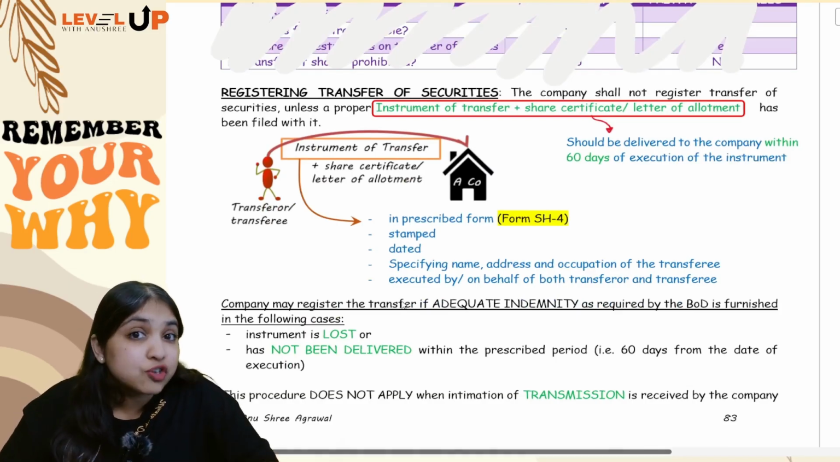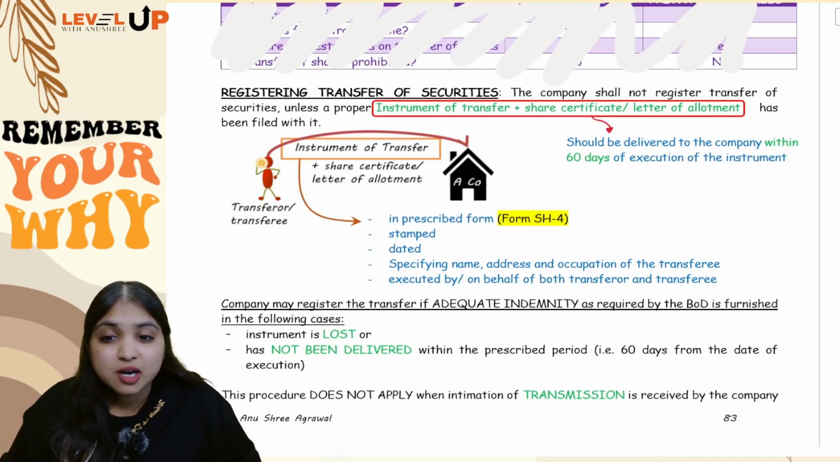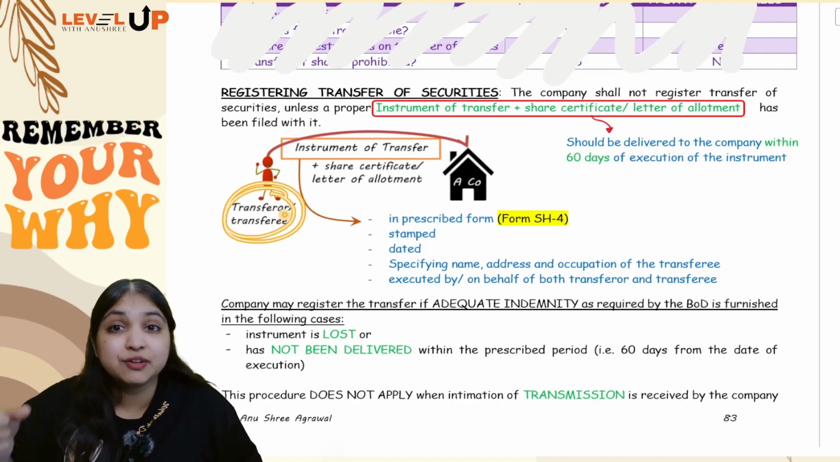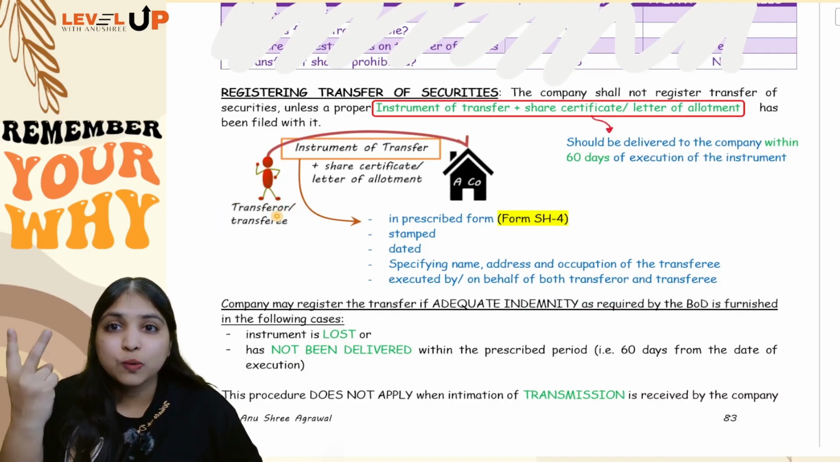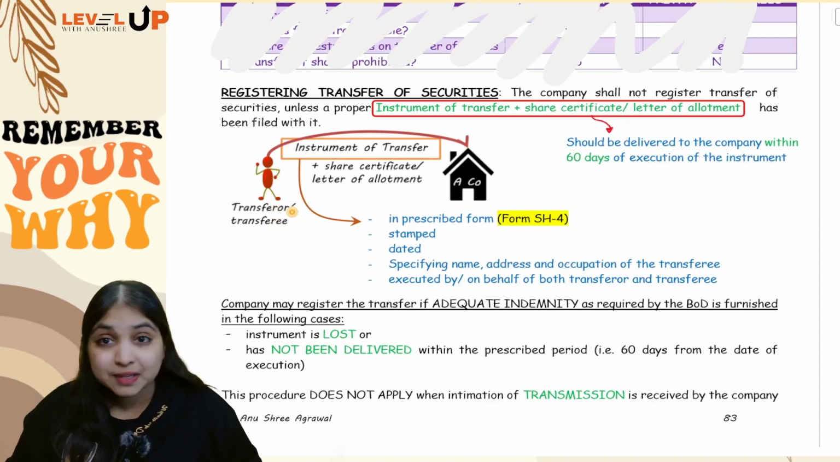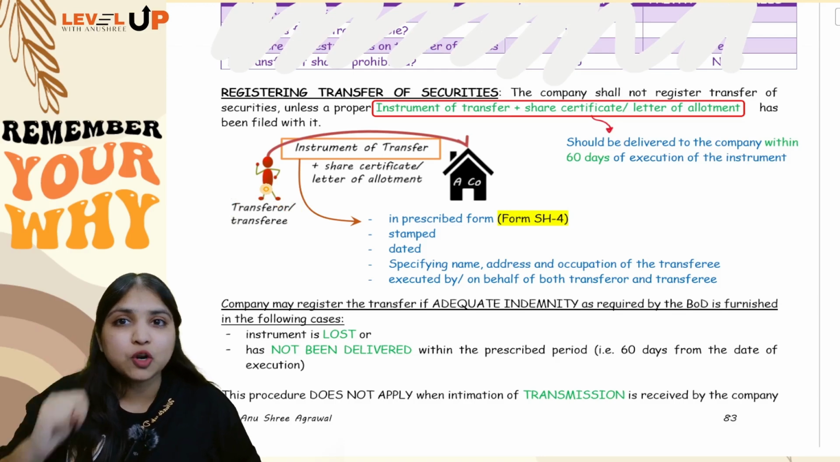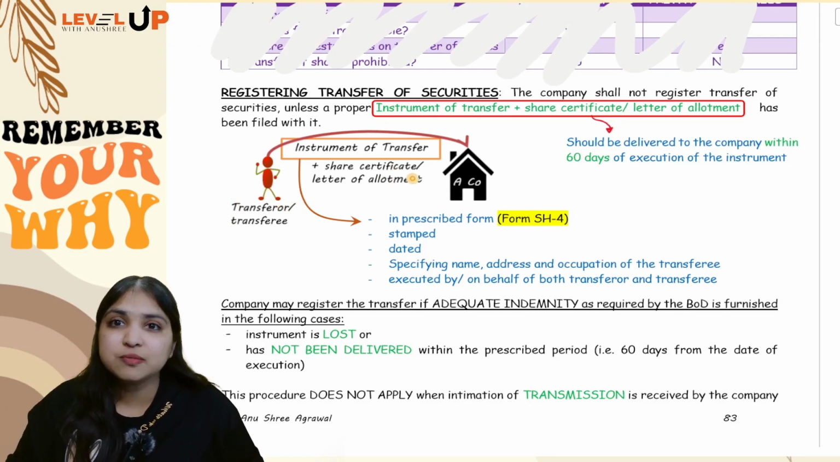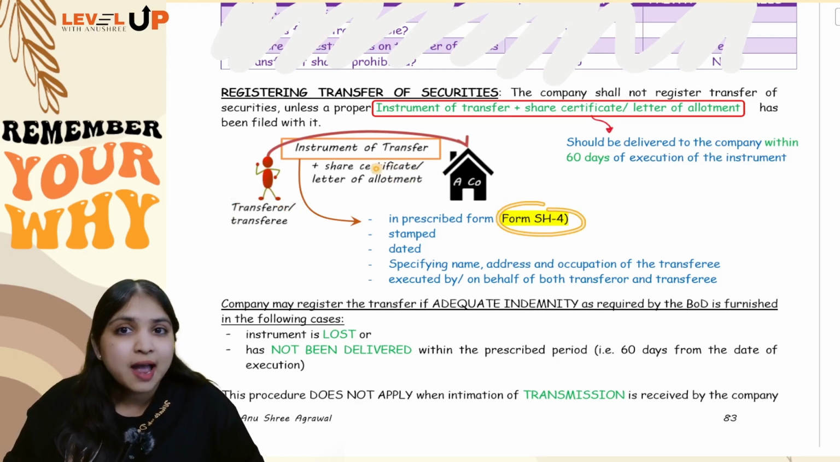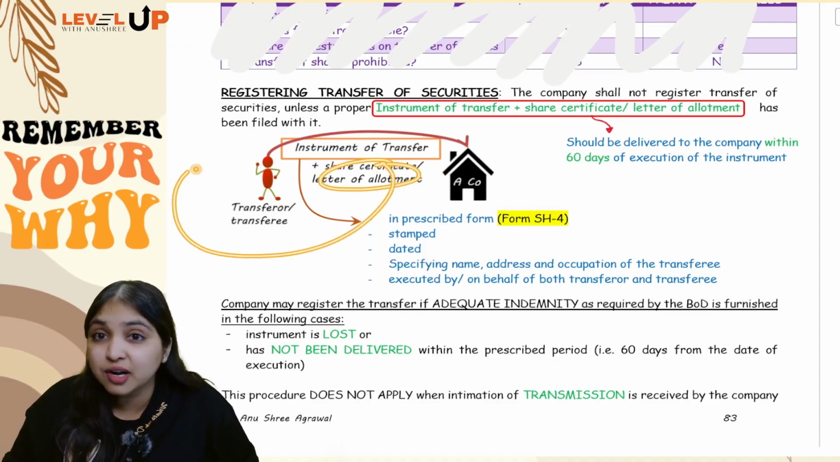Then after this, we had learnt that if I am a shareholder of the company and if I want to transfer the shares, what's the procedure? The transferor or transferee, one of us will submit 2 documents to the company. Repeat again, transferor or transferee, one of us will submit 2 documents to the company. Number 1, instrument of transfer in form number SH4, and number 2, the share certificate containing the transferor's name.